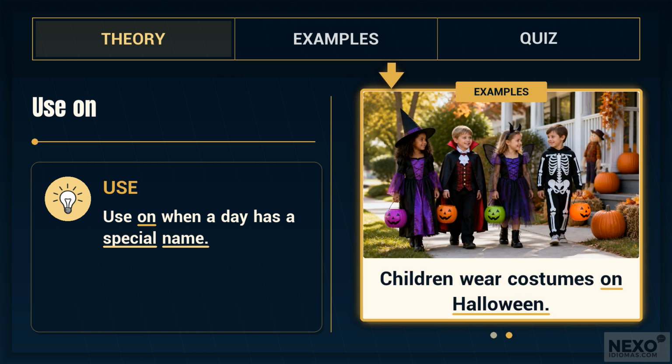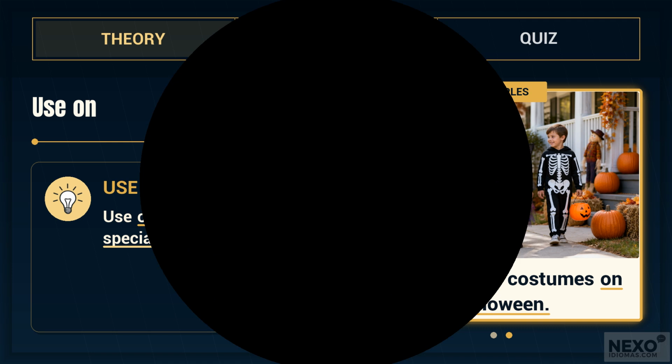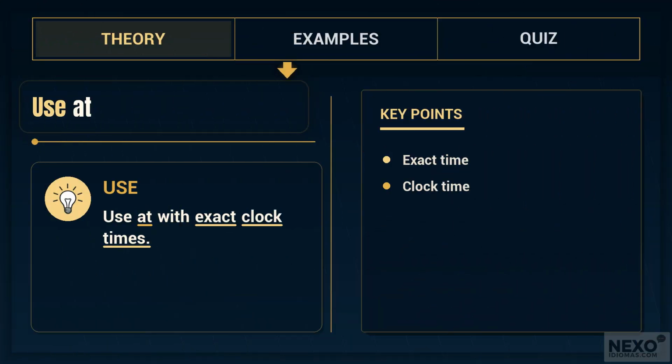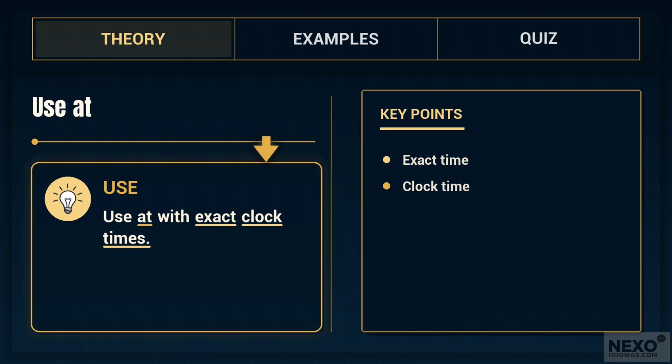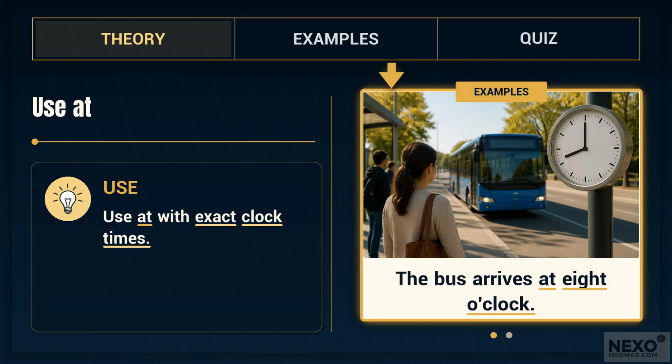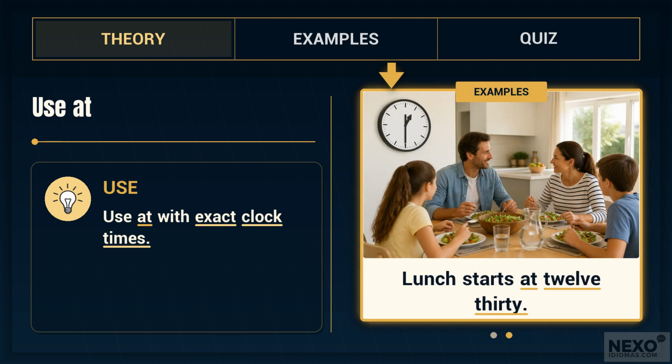Example. Children wear costumes on Halloween. Use at. Use at with exact clock times. Example. The bus arrives at 8 o'clock. Example. Lunch starts at 12:30.